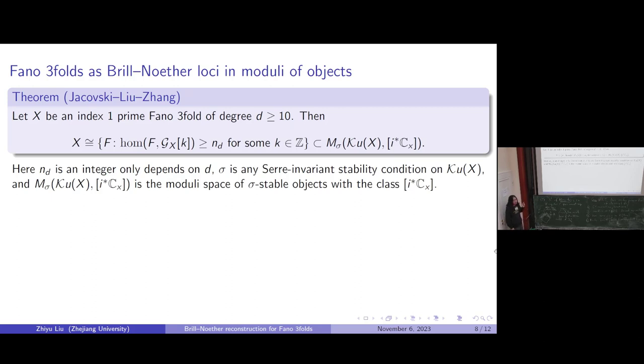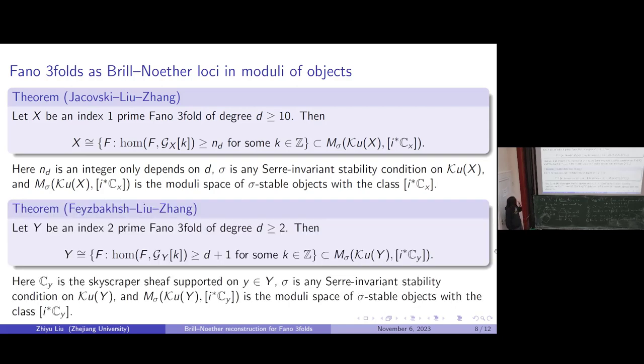And for the index 2 case, such as a cubic threefold, we have a similar result. It is proved in joint work with Beck and Zhang that for any index 2 prime Fano threefold Y of degree at least 2, we also realize Y as a Brill-Noether locus in a certain Bridgeland moduli space in the Kuznetsov component. And so these two theorems together complete the picture of a Brill-Noether reconstruction of index 1 and index 2 prime Fano threefolds.